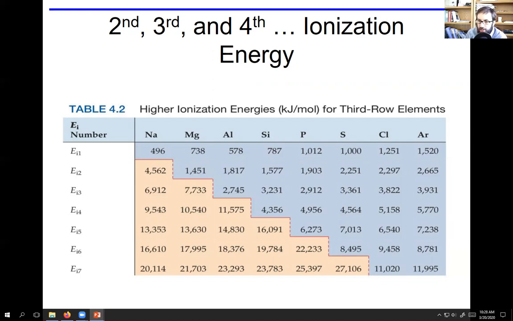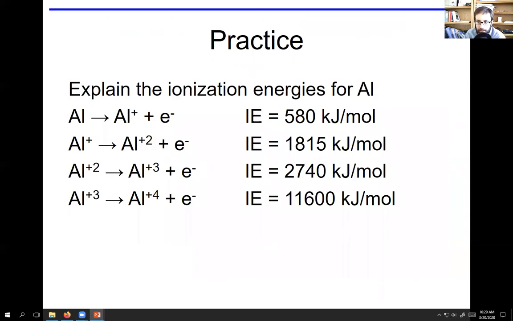There's also something interesting. You see I've shown the staircase here. If you look at sodium, there's a huge jump between the first and the second ionization energies. If you look at magnesium, the second is higher than the first, but it's not crazy high. But then you go to the third and it's crazy higher than the second. In aluminum, the fourth is crazy higher than the third, and so on. In silicon, the fifth is crazy higher than the fourth. So why is that? Maybe you can think about this.